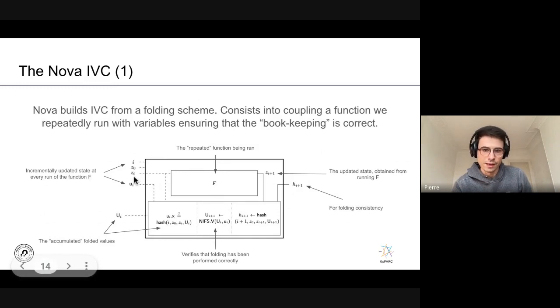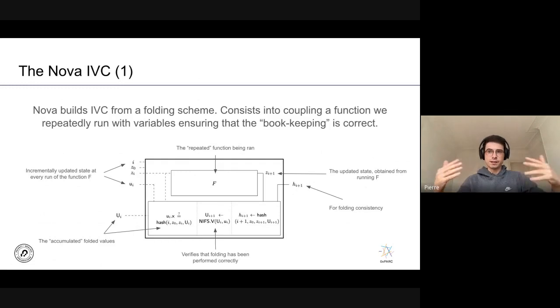This function is going to output an updated state obtained from running F. You can see that you have Zi here and Zi plus 1, which is going to be the updated state obtained from running F, the repeated function being run. Then you have also incremental updates of the states, of course, done by the function F, but also of a little counter i to check how many times the function has been run. Then you have folded values that end up being accumulated every time, because you are going to successively take random linear combinations of witnesses. And so you will end up with an accumulated folded value.